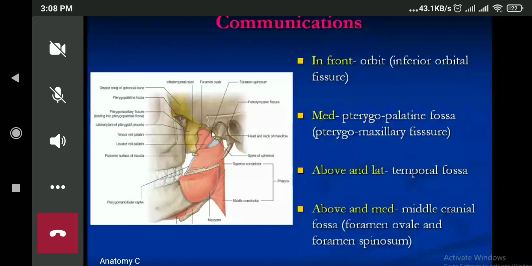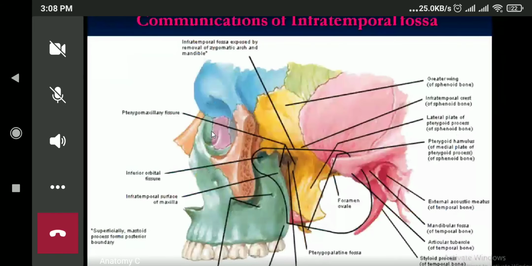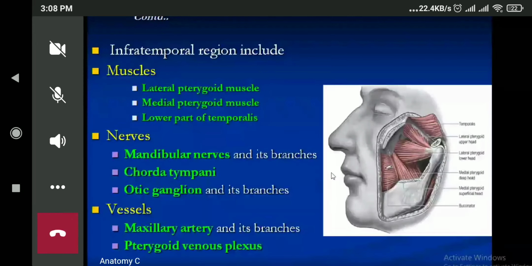So through that part, it will communicate with the middle cranial fossa. You can see over here also the foramen ovale and the foramen spinosum, the small one. These are the communications. Now the infratemporal region consists mainly of the muscles of mastication: the lateral pterygoid muscle, the medial pterygoid muscle, and the lower part of the temporalis. Those are the contents of the infratemporal region.